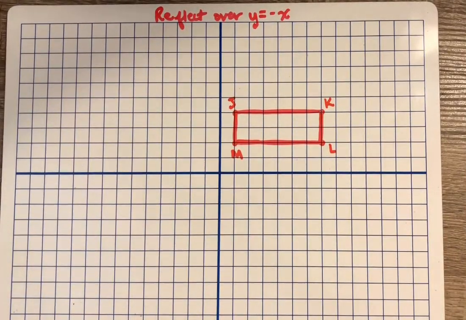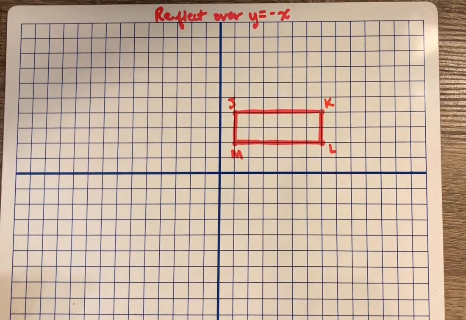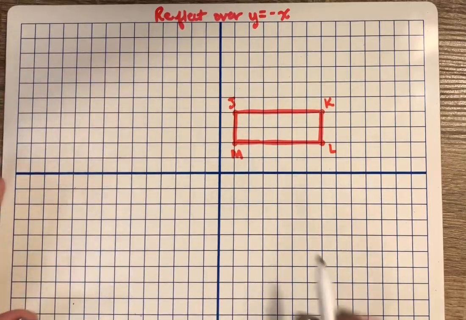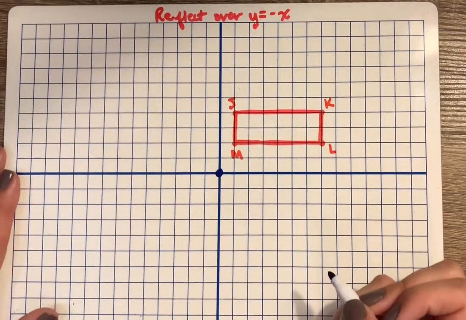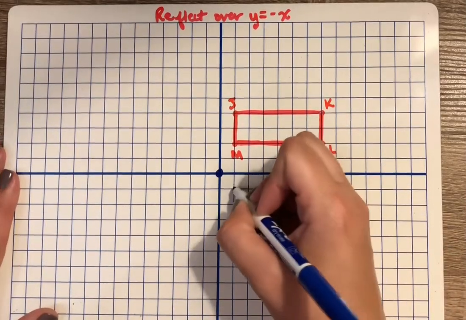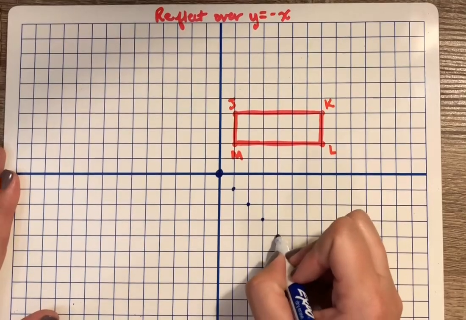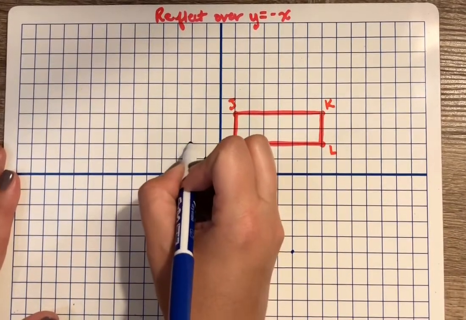Now we're reflecting over a diagonal line. So the line y equals negative x is a diagonal line going this direction. It has a y-intercept of 0 and a slope of -1. So I'm just going to draw in some points here following that slope of down 1, right 1, a slope of -1. Extend that over here as well.